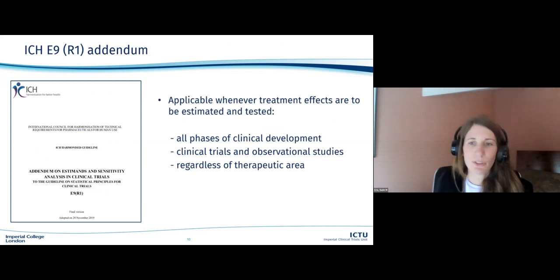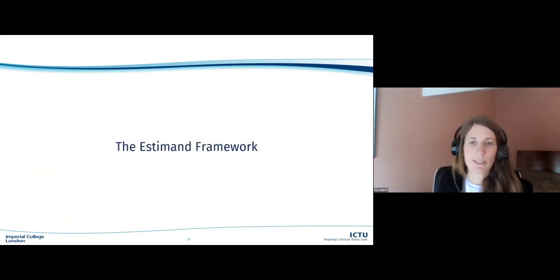So the addendum has been around for just over 2 years now and is adopted by medicine regulators worldwide. Now, its focus is on confirmatory trials and on clarity of treatment effects that are of interest to regulatory decision makers. But I'd like to highlight today that it's applicable whenever treatment effects are to be estimated. So it's relevant in all phases of clinical development. It's useful in clinical trials and observational studies, regardless of the therapeutic area or experimental context. But today we are focusing on the clinical trial setting where we're interested in treatment comparisons. And although it's an extension to ICH E9 statistical principles, it's far-reaching and not just for statisticians.